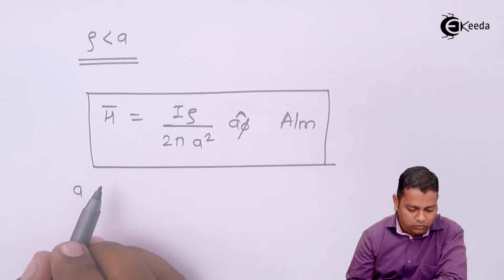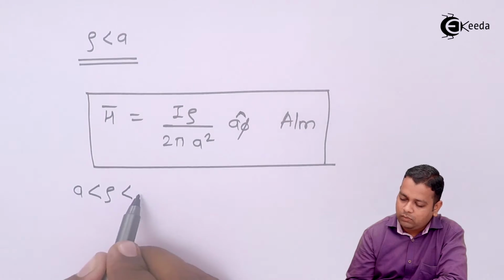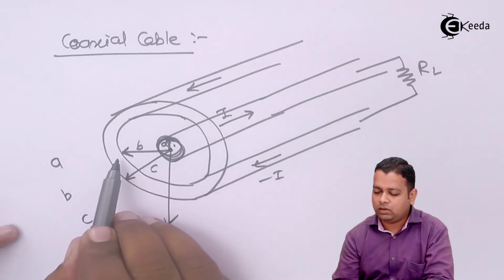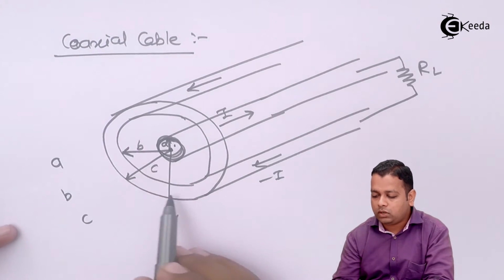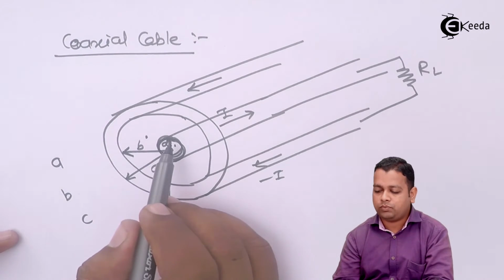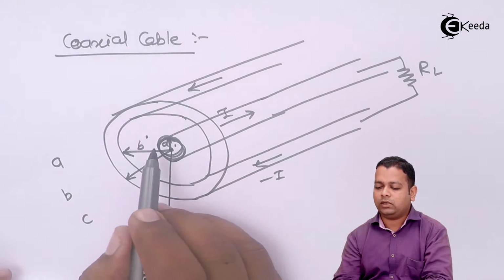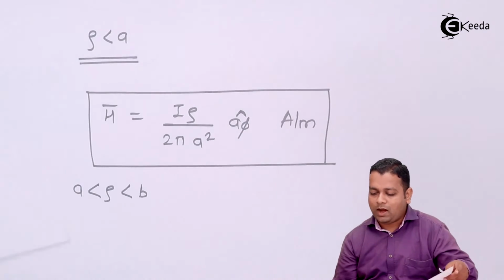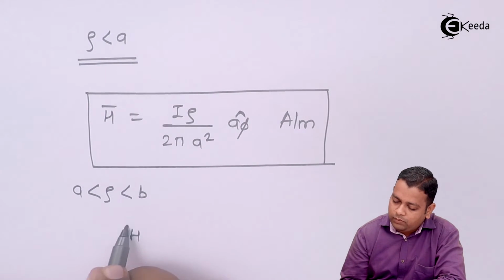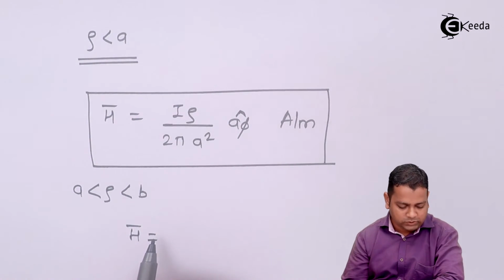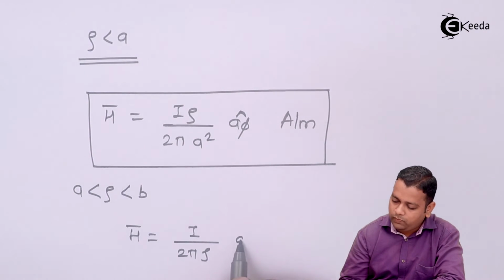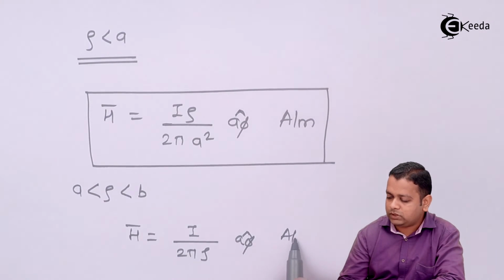Now, if the field point is situated such that rho is greater than a but less than b, here we have the diagram. b is the inner radius of the outer conductor. So here in between, where we have the dielectric in the coaxial cable, the field point is located. At such a position, the magnetic field intensity H bar is given by the expression I upon 2 pi rho, A phi cap, in amperes per meter.